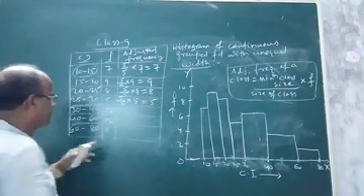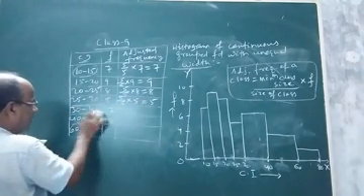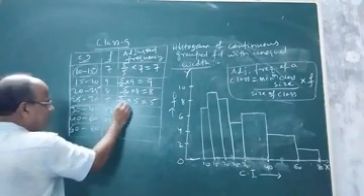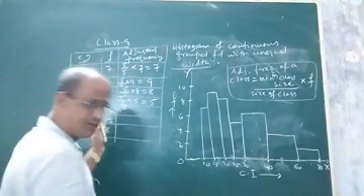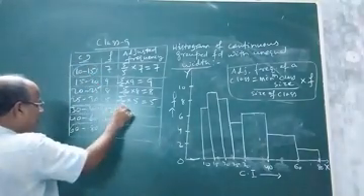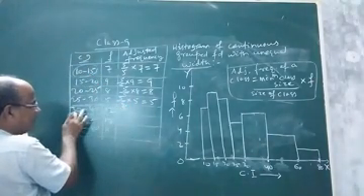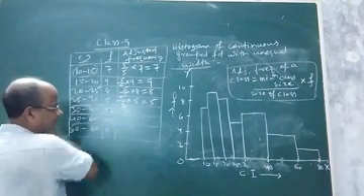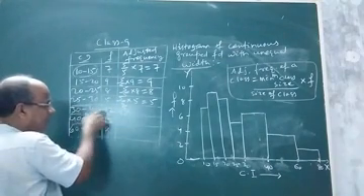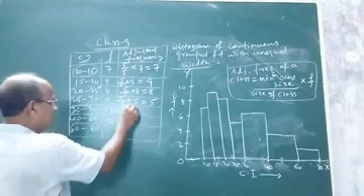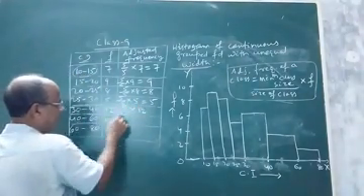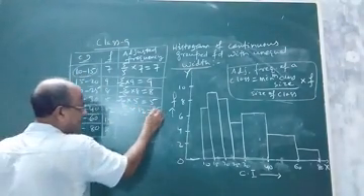Now look at the next class interval. What is the minimum class size we have taken? Minimum class size for all classes is 5 in this particular case. What is the class size? 40 minus 30 is 10. It is the size of this particular class interval, 30 to 40, into the frequency 12. So 5 by 10 into 12 will be 6.